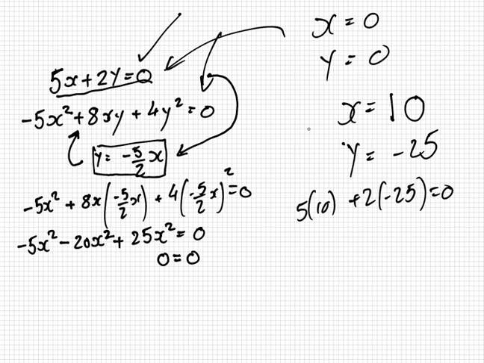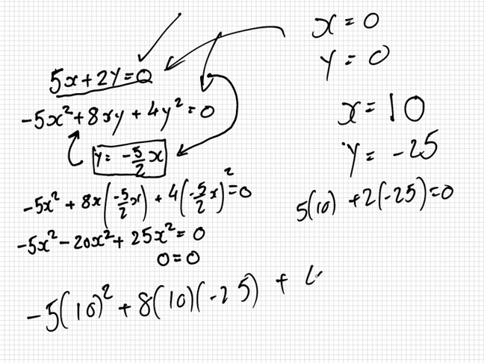Now, let's put that into the second one. Minus 5 times 10 squared plus 8 times 10 times minus 25 plus 4 times 625. Can you calculate it please on the calculator.